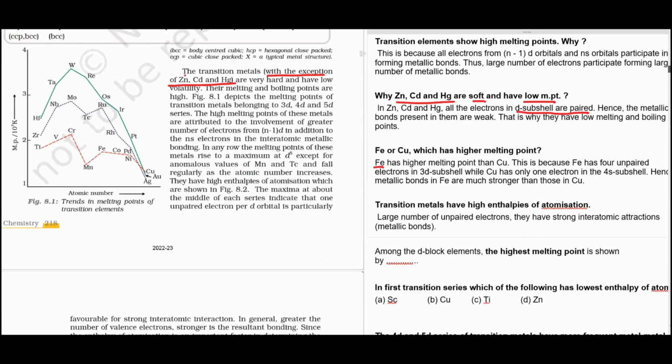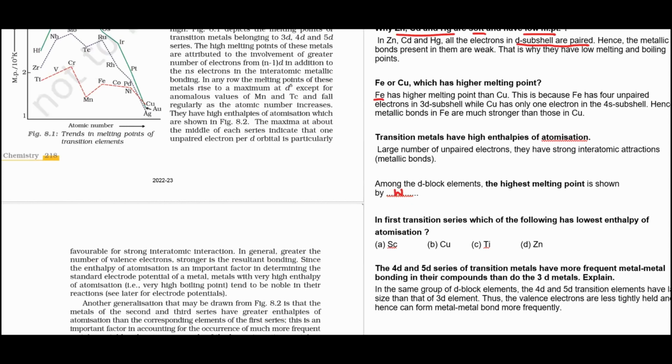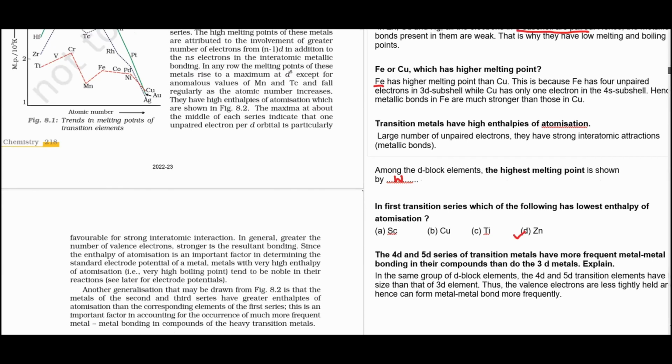Among d block elements, the highest melting point is shown by. You can see amongst all d block elements, the highest melting point is shown by tungsten. So the right answer to this is tungsten. In the first transition series, the lowest enthalpy of atomization is for zinc for the same reason. It has no partly filled d orbital. Fully filled configuration, weak intermetallic bonding.